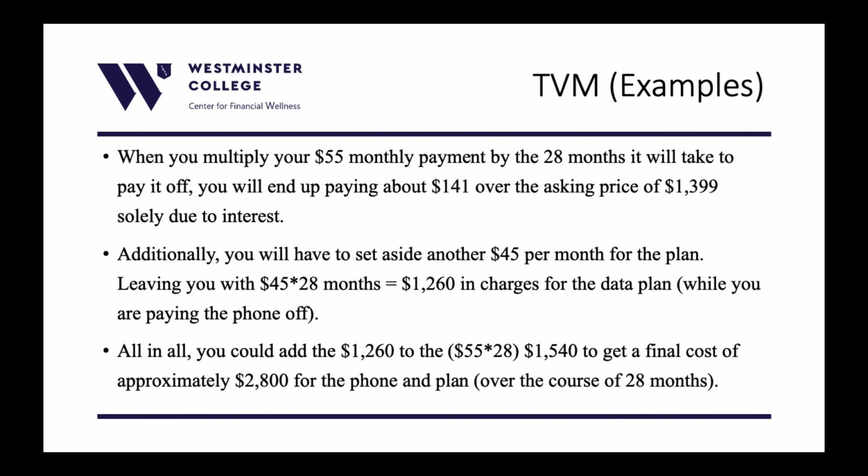Additionally, you'll have to set aside another $45 per month for the plan, leaving you with 45 times 28 months is $1,260 in charges for the data plan while you are paying the phone off. All in all, you can add the $1,260 to the $55 times 28 months, $1,540, to get a final cost of approximately $2,800 for the phone and plan over the course of 28 months.